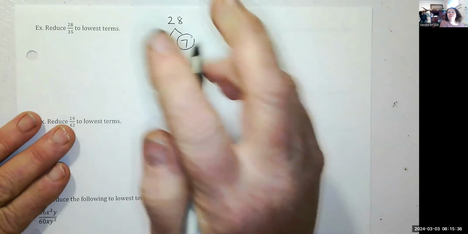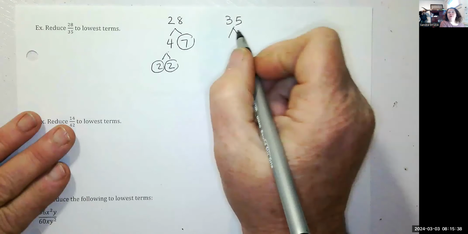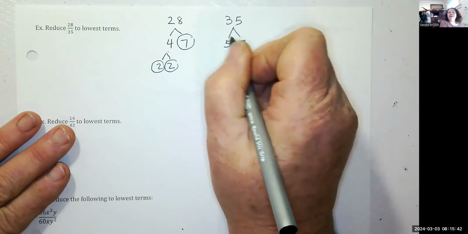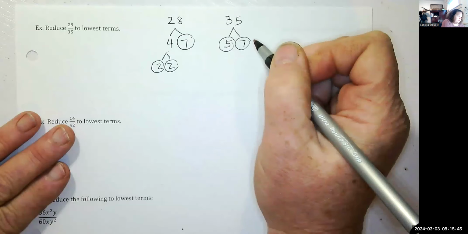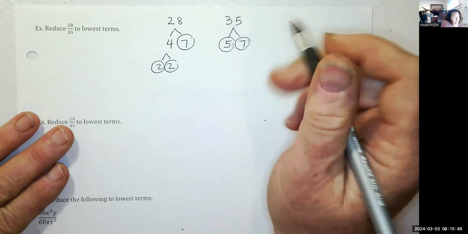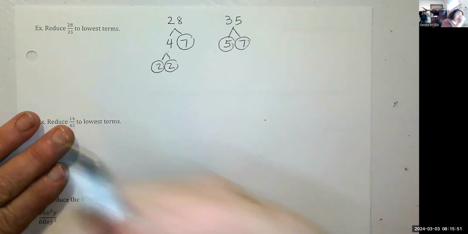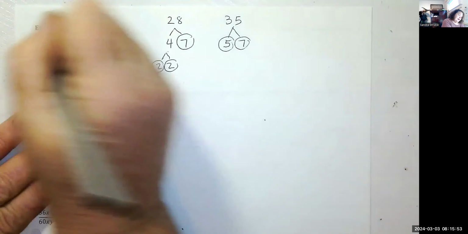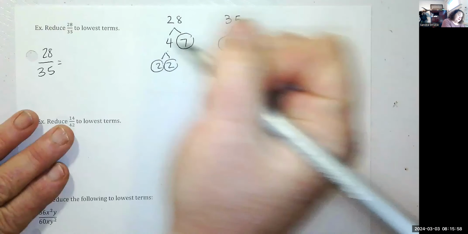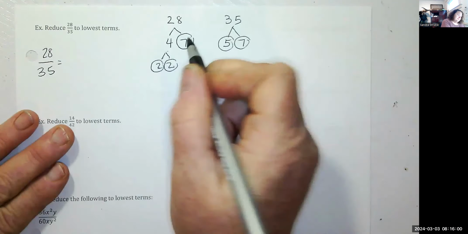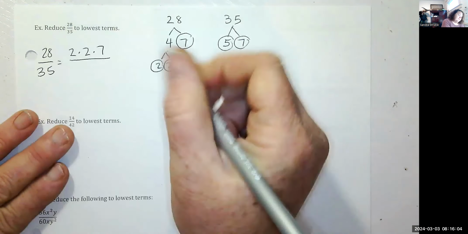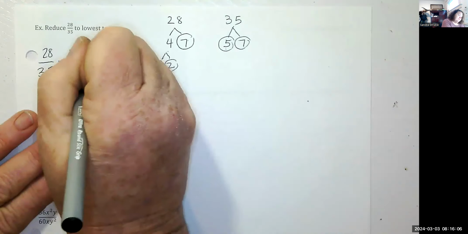35, you can create 2 multiplications. It doesn't matter which ones you start with. It's just 5 and 7. And that's as low as they're going to go. All right. I want to show you another way you can do this. So if you have 28 over 35, that is equal to 2 times 2 times 7 over 5 times 7.